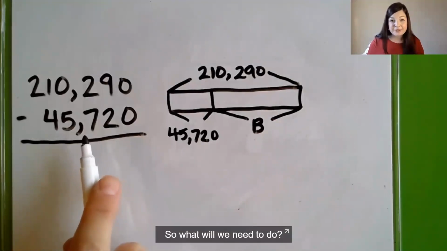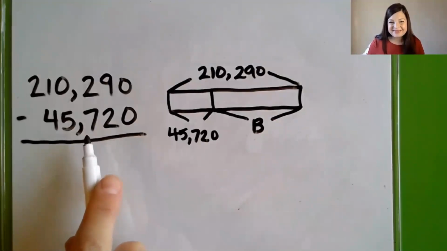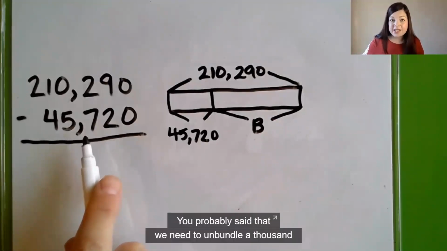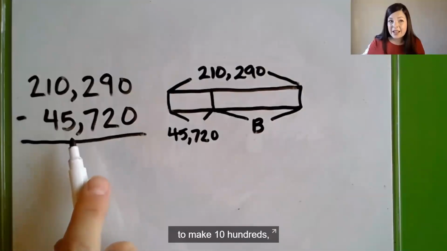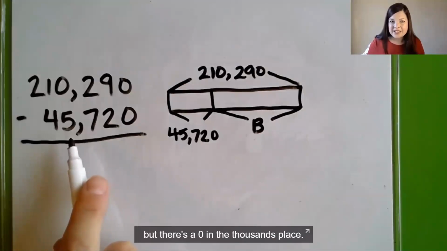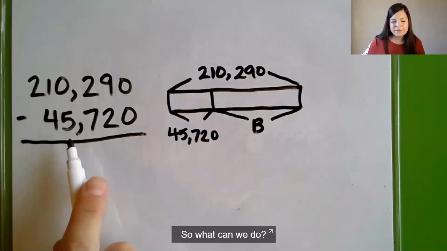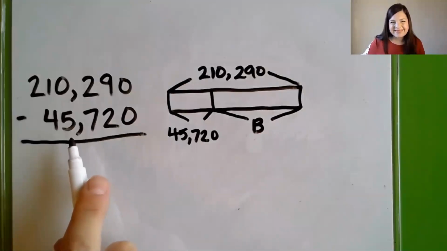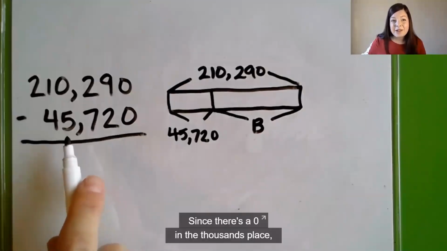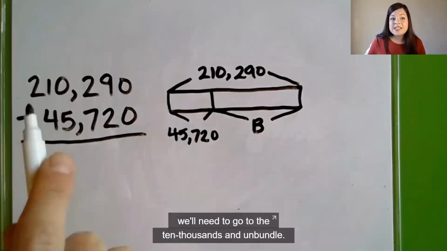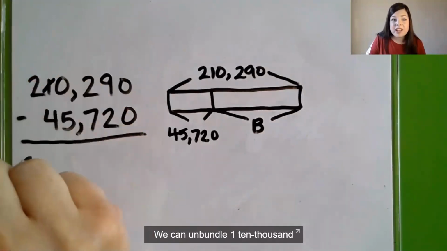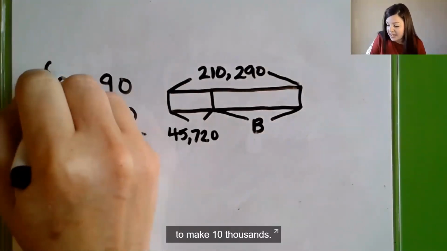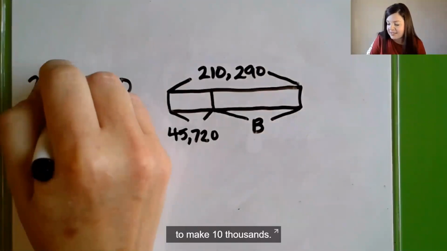So what will we need to do? You probably said that we need to unbundle 1,000 to make 10 hundreds. But there's a 0 in the thousands place. So what can we do? Since there's a 0 in the thousands place, we'll need to go to the 10,000s and unbundle. We can unbundle 1 10,000 to make 10 thousands.